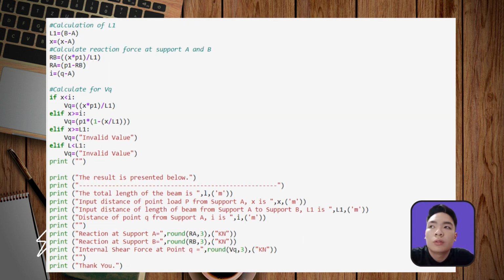Next is the crucial part of the coding, which is the formula. We have the calculation for L1 and the calculation for VQ. As you can see, this is the formula for the calculation. There are also invalid values. So this is the result, and the result is presented below.